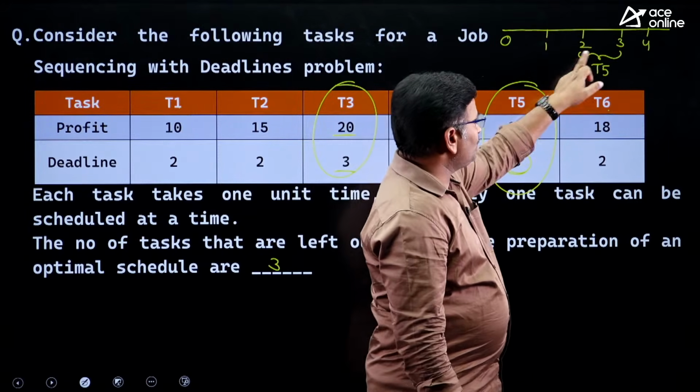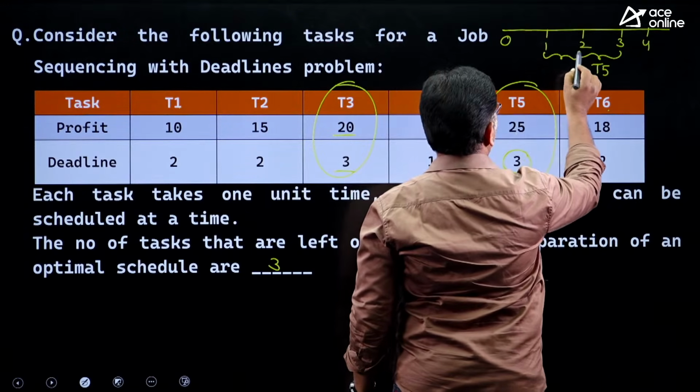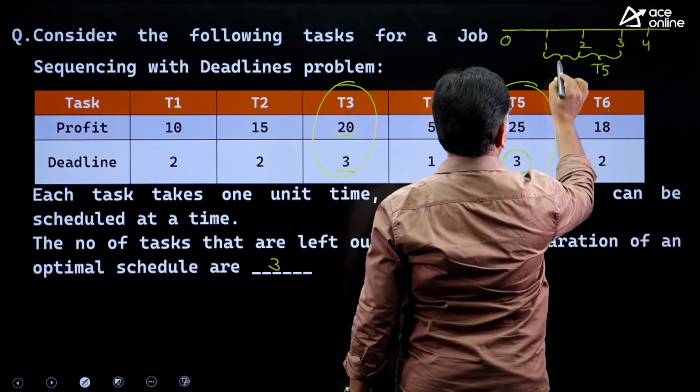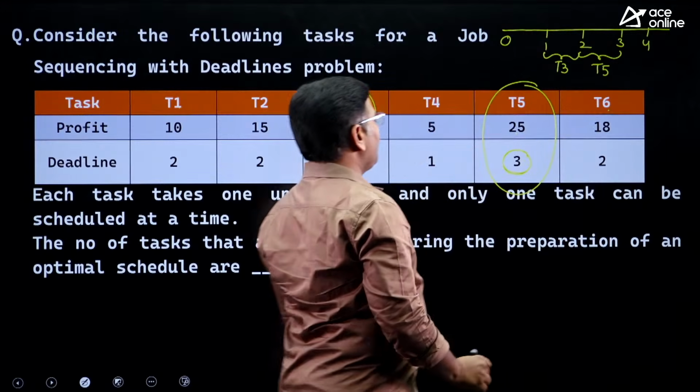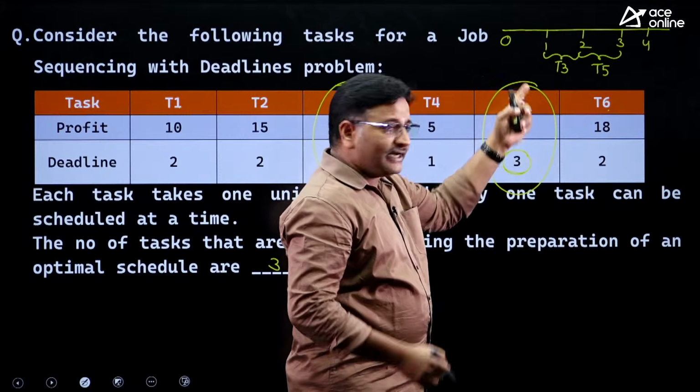Okay, but anyway 2 to 3 time slot is already occupied by T5. Therefore, the other possibility I can include is 1 to 2, friends. Okay, that is equal to T3. Right? I can also include 0 to 1. But if I include the 0 to 1 time slot, will I get more profit?